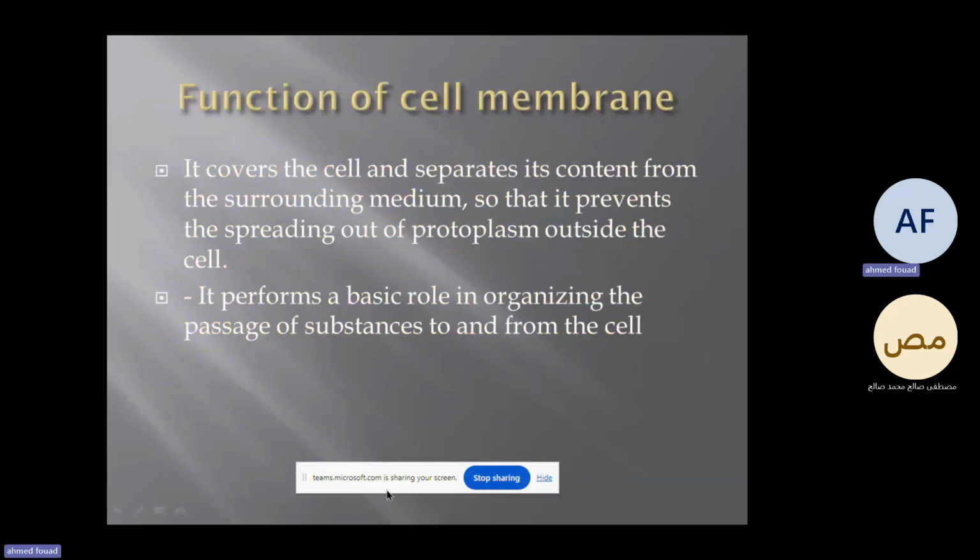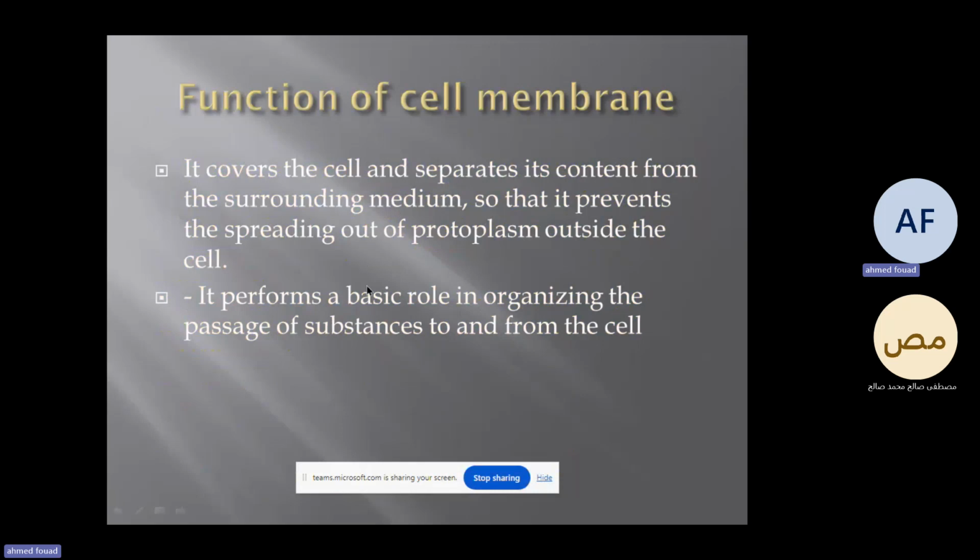What is the function of the cell membrane? First, it covers the cell and separates its content from the surrounding medium, so that it prevents the spreading out of protoplasm outside the cell. It keeps the protoplasm of the cell from getting out of the cell.